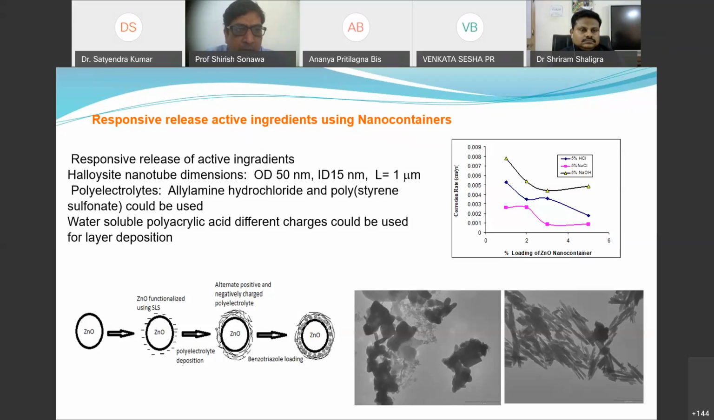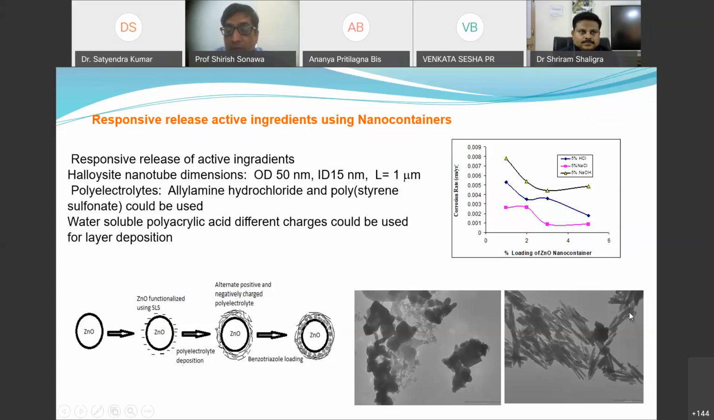So this responsive release methodology is very much important. For example, those who are having diabetic patients, in that case, every day they are taking 2 injections, for example. So what is happening is the release happens immediately. Later, after 12 hours, the effect is nullified. So in such cases, if you want a consistent release of a drug for a longer time, we can utilize this responsive nano container based methodology to release this.